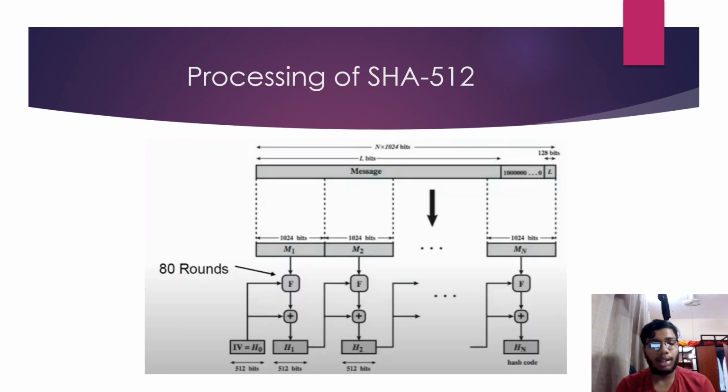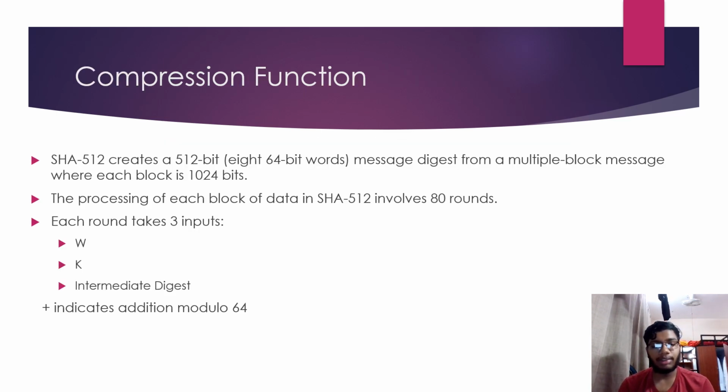Processing of SHA-512 is done by 1024 bits, one block at a time, and within one block there is a function which is going to do 80 rounds, and that is known as the compression function. So this compression function usually takes 80 rounds, and each round takes 3 inputs. One is the word that we discussed, the other is the K constant, and the intermediate is here. The plus indicates the addition modulo 2^64.